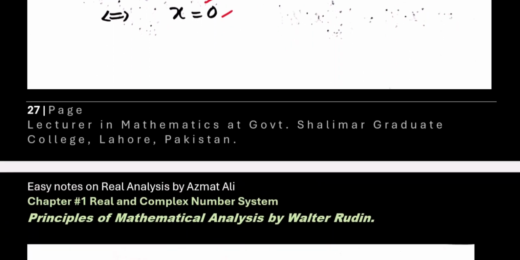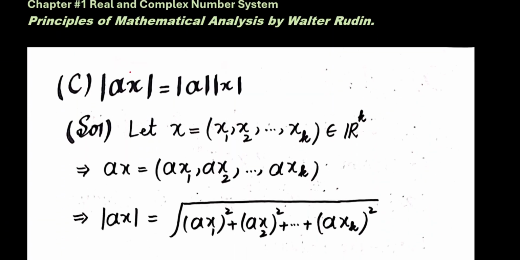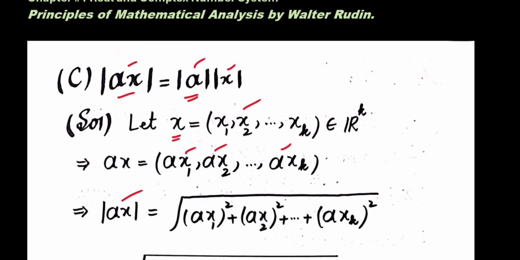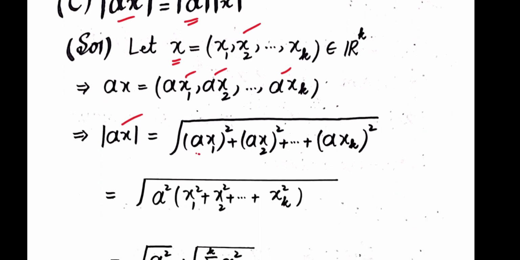The next one is the norm of the scalar product: the norm of alpha times x is equal to the absolute value of alpha times the norm of x. Let x be a k-tuple vector, and multiply x with alpha, we have alpha x1, alpha x2, up to alpha xk. Using the definition of norm, we can write it as the square root of alpha x1 squared plus alpha x2 squared up to alpha xk squared. By taking alpha squared as common, we have x1 squared plus x2 squared up to xk squared.